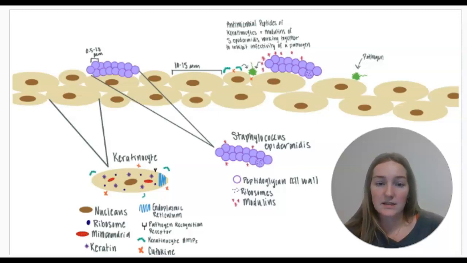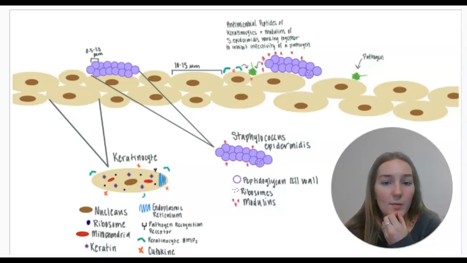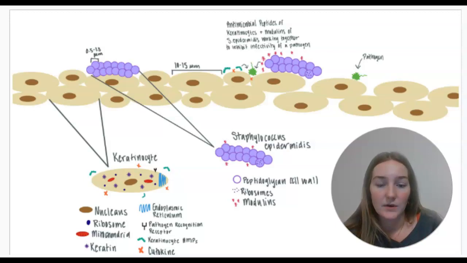The cells we're going to be discussing today are keratinocytes, which are these brown cells here. I've shown a little bit more about what these cells contain as far as organelles in this section here. The most important parts to the actual interaction we're going to talk about today are going to be these AMPs or antimicrobial peptides. And then the bacteria we're going to talk about are Staphylococcus epidermidis. This is a gram-positive bacteria, which indicates it's going to have a peptidoglycan cell wall. There's also going to be some ribosomes included, and these modulins, which are also going to play an important part in the interaction that we're going to discuss.